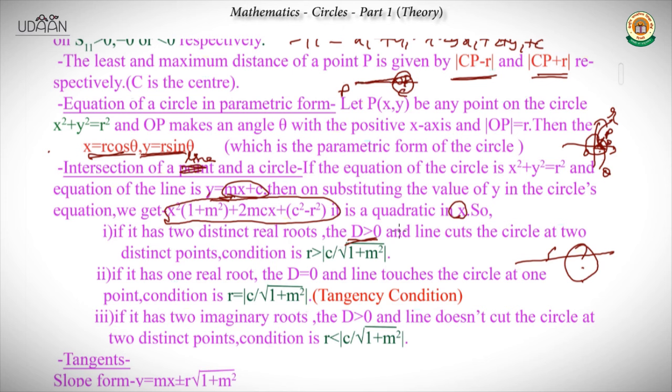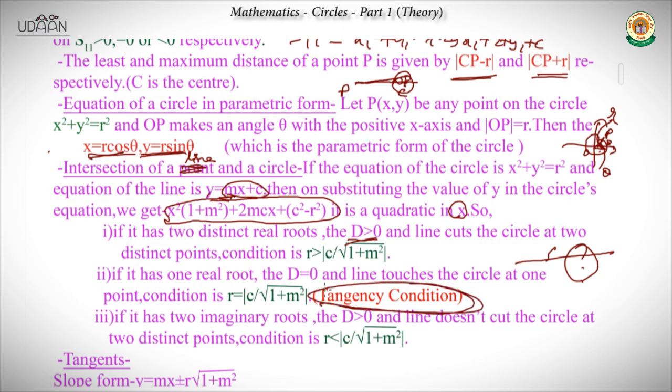What you can conclude from this is that if the first condition is satisfied, it will have two distinct real roots. That means it intersects the circle in 2 points. That means the entire line passes through the circle. And if it has one real root, that means it will touch the circle at only one point. So it will be a tangent.